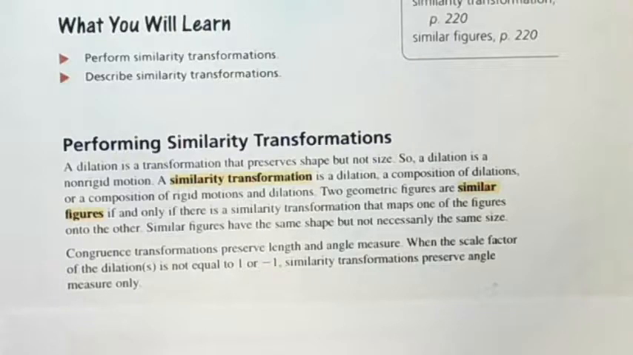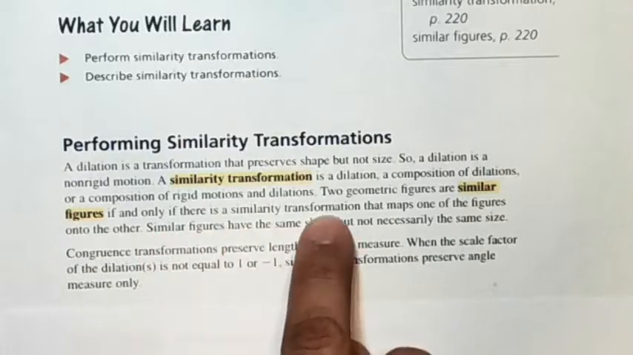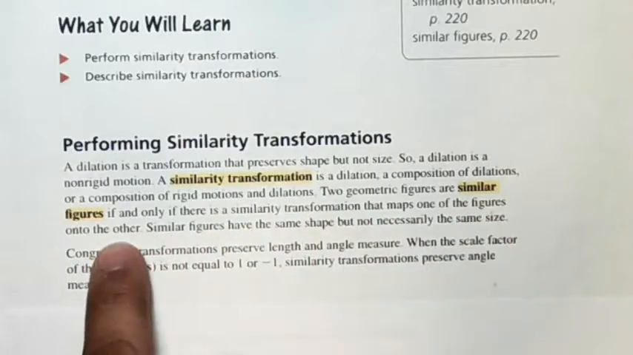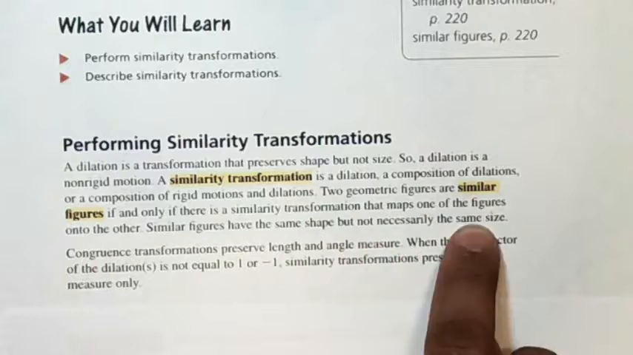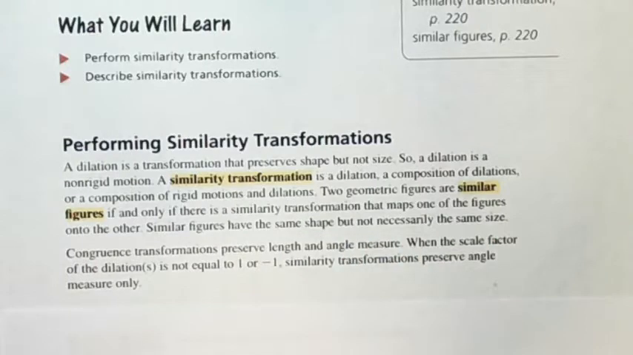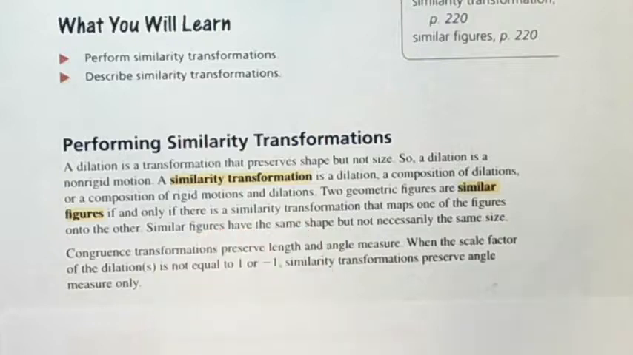Two geometric figures are similar if and only if there is a similarity transformation that maps one of the figures onto the other. Similar figures have the same shape, but not necessarily the same size. That's the important thing. That's what I would highlight and make sure I write down and I know. Similar figures have the same shape, but not necessarily the same size.